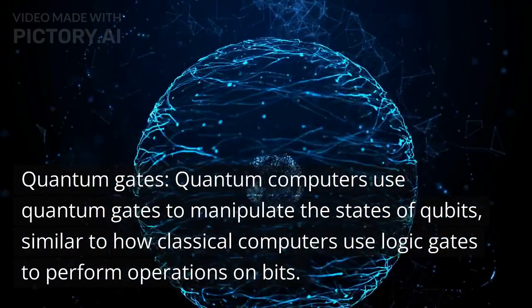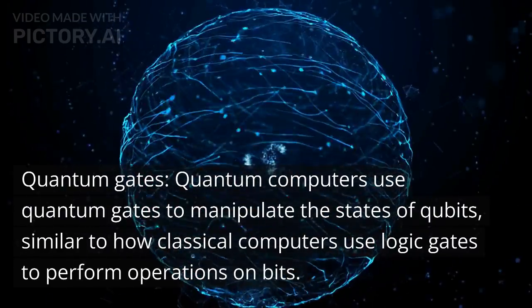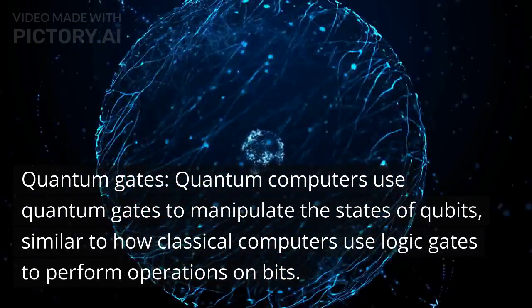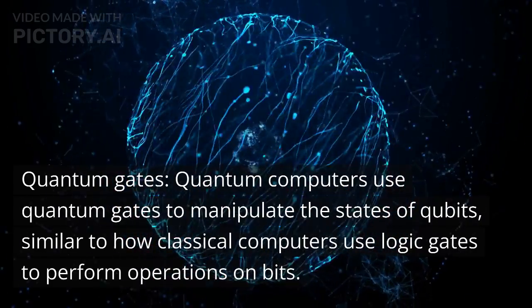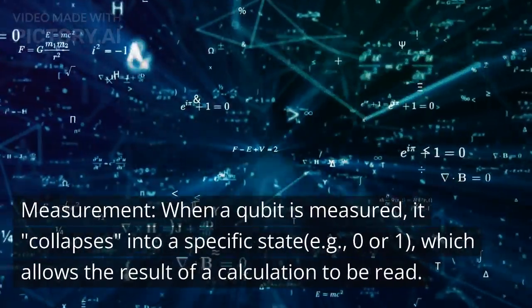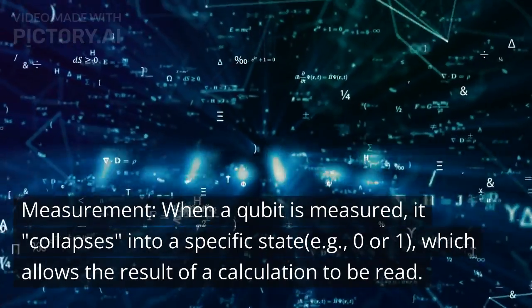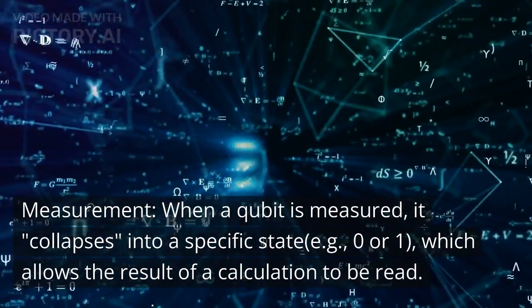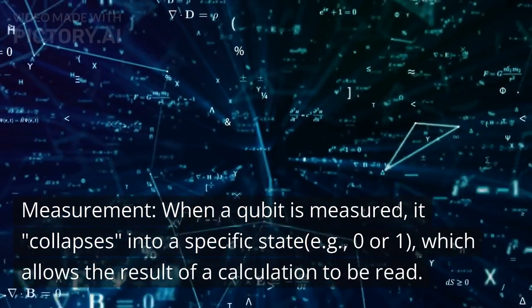Quantum gates. Quantum computers use quantum gates to manipulate the states of qubits, similar to how classical computers use logic gates to perform operations on bits. Measurement. When a qubit is measured, it collapses into a specific state, for example 0 or 1, which allows the result of a calculation to be read.